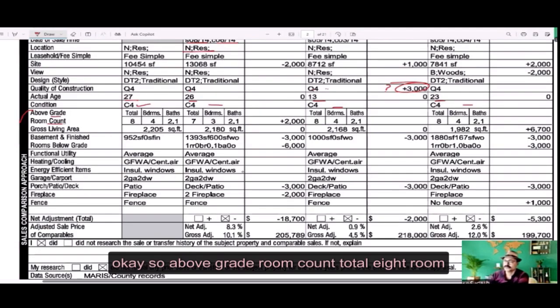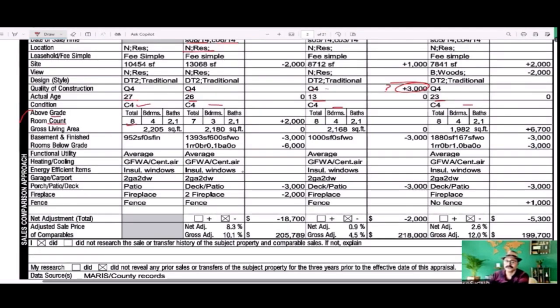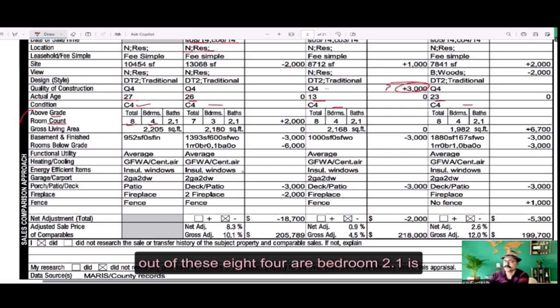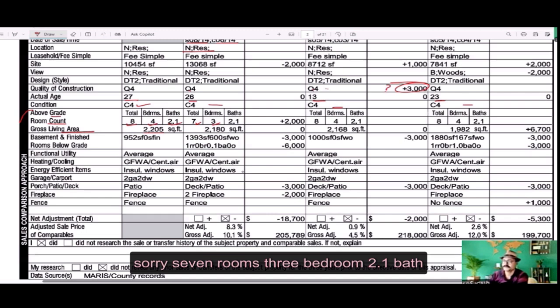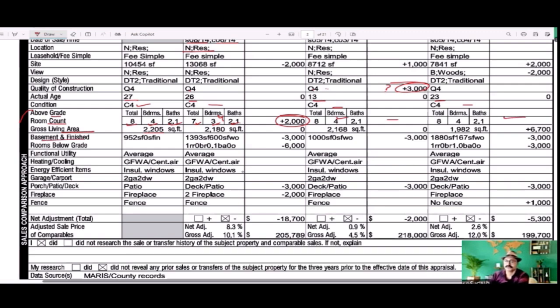So above grade room count is a total of 8 rooms. Out of these 8, 4 are bedrooms, 2.1 is the bath. In this, the total gross living area is 2205 square feet. In this one, 7 rooms, 3 bedrooms, 2.1 bath. One room is less. They are telling if it would have 4 bedrooms, the property value would have increased by 2000. This property has similar, so no. Similar, so no. Next is basement and below grade, right?